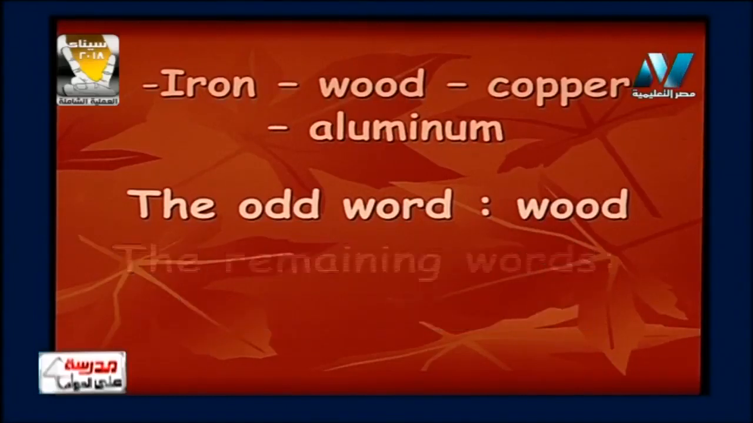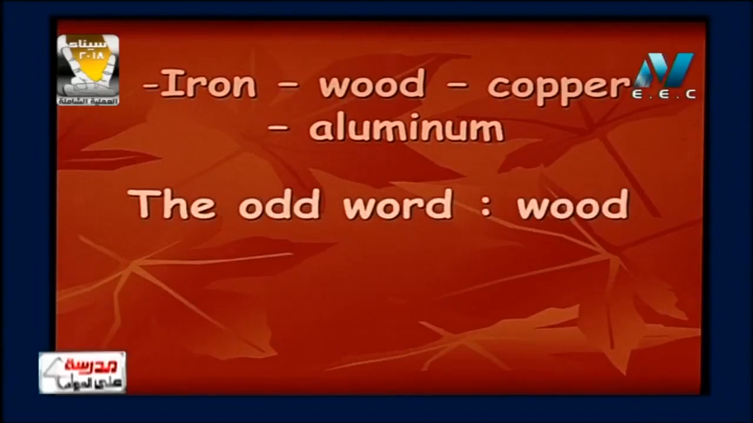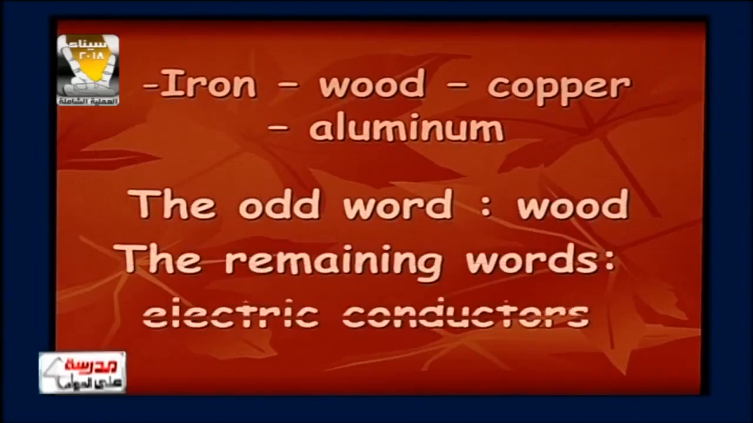Again the question says choose the odd one out then write scientific term for the remaining words. يبقى مطلوب مني أطلع كلمة غريبة أقول له إيه هي ال odd one out وفي نفس الوقت أكتب scientific term لباقي الكلمات iron, wood, copper, aluminum. The odd word كلمة غريبة هي الwood and the remaining words are electric conductors. Electric conductors أو الموصلات الكهربائية.